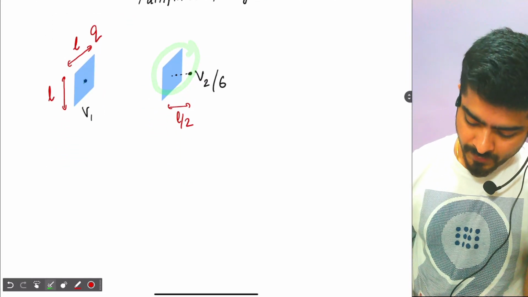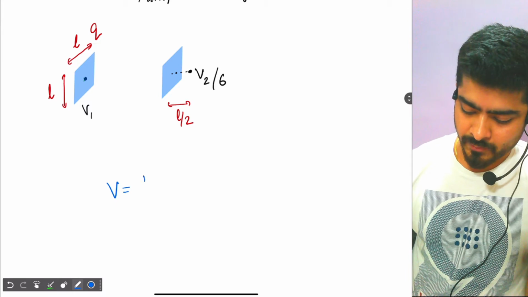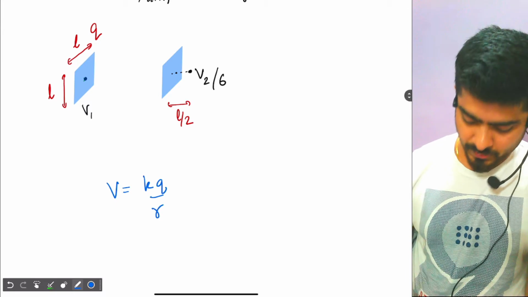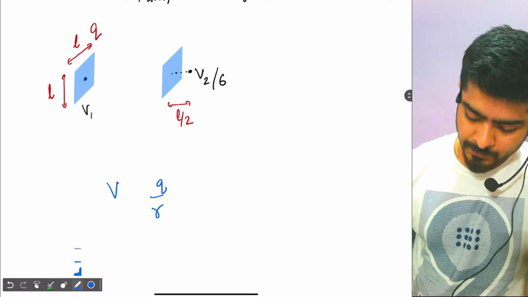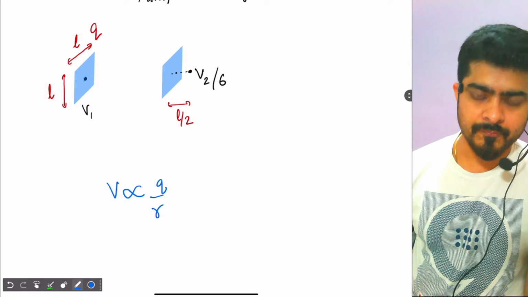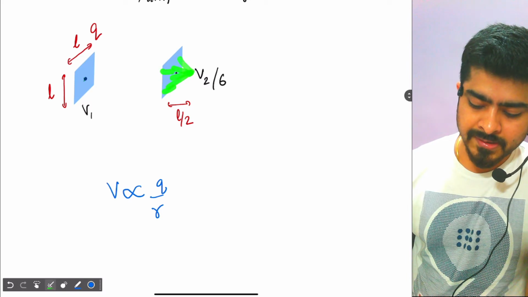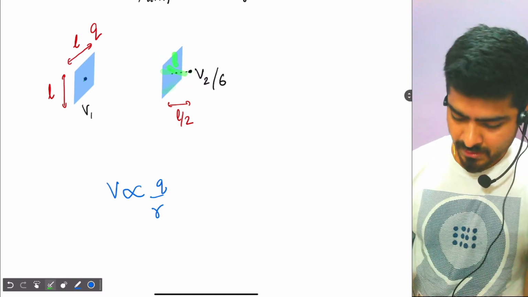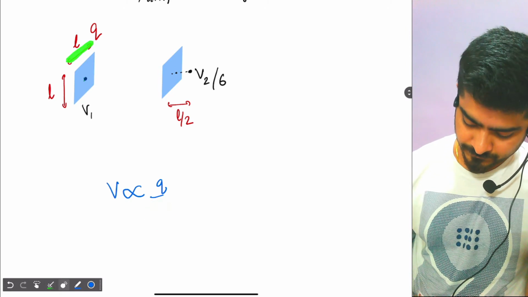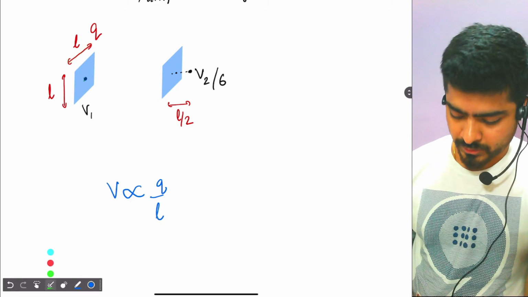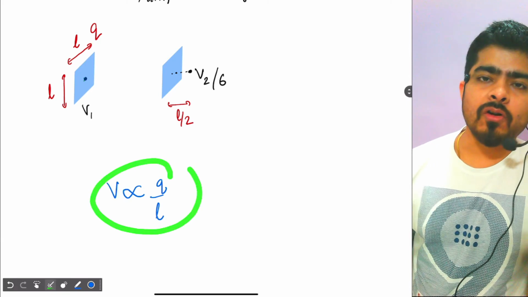Now, the potential for a point charge is how much? For a point charge, it is KQ by R. But if you don't have a point charge but a certain charge distribution, then the potential will be proportional to Q by R. Now, in this case, what is R? R is the distance of the point from all the sections of the square face. So this R will again be proportional to L. So I can write over here, potential is proportional to Q by L.